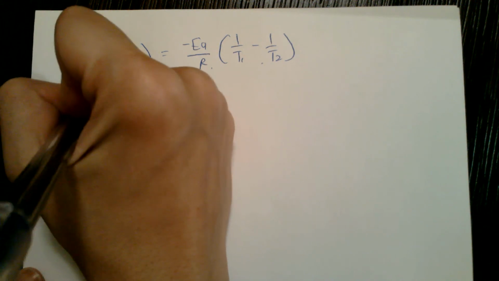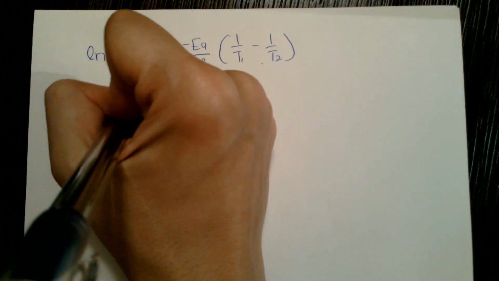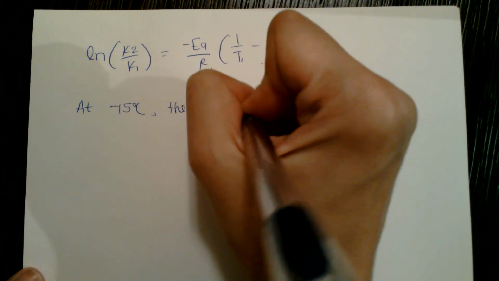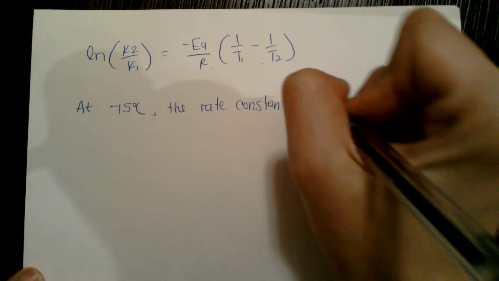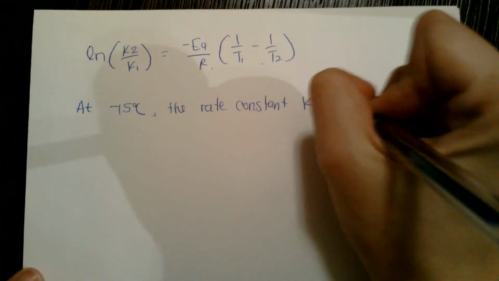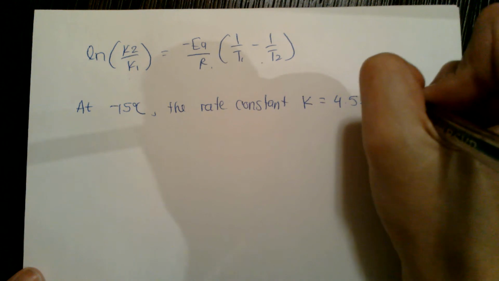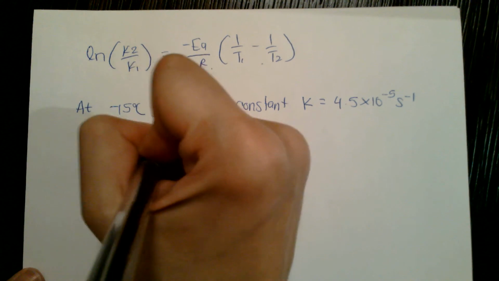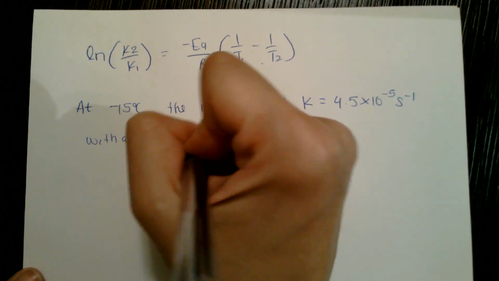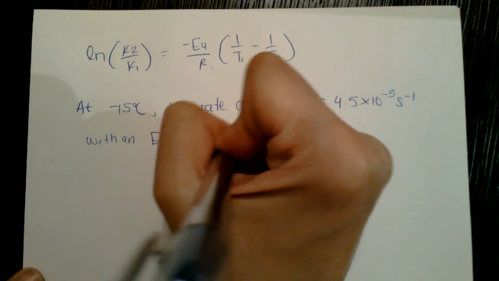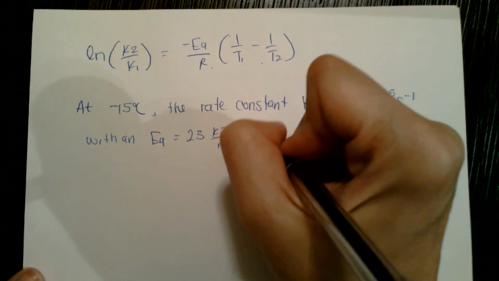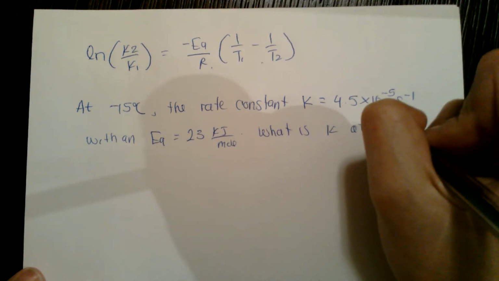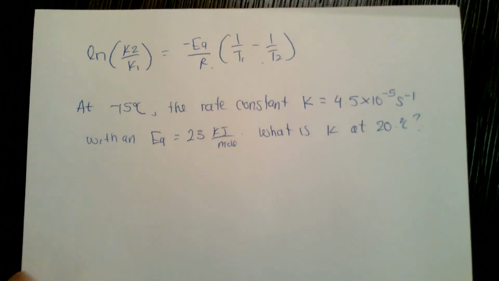Okay, so for example, let's look at the 2-point. At negative 15 degrees Celsius, the rate constant K is 4.5 times 10 to the minus 5 seconds minus 1, with an activation energy of 23 kilojoules per mole. So I want to know what K is at 20 degrees Celsius.